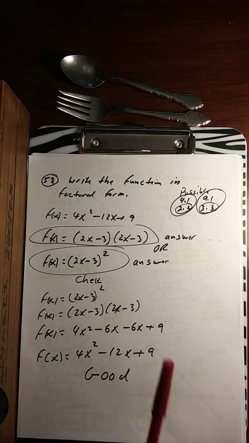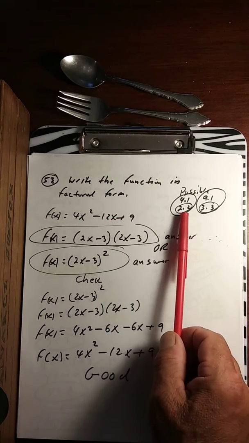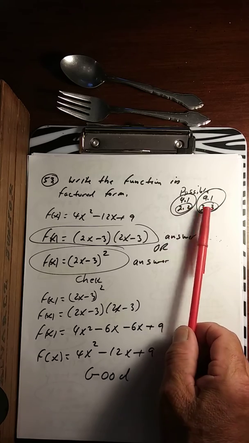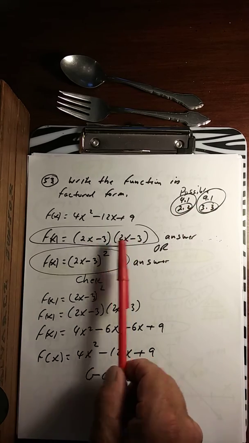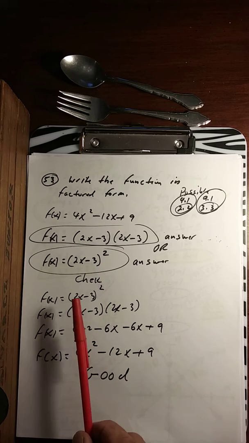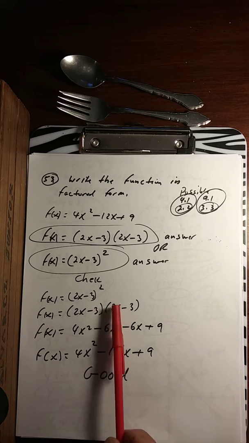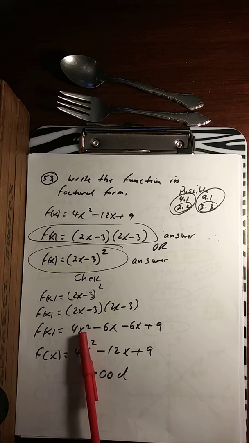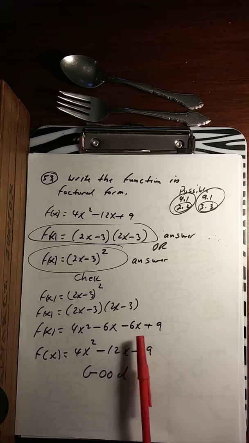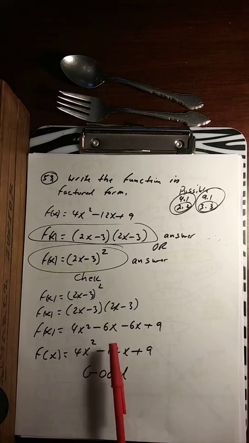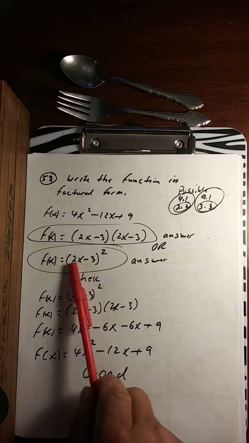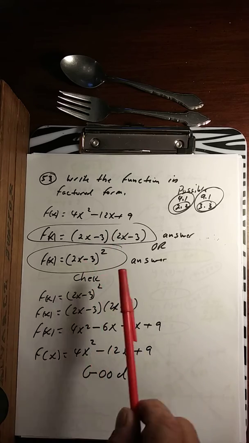Write the function in factored form. So we're going to factor this. Possible numbers are these, so I'm going to try 2, 2, 3, 3. 2x minus 3, 2x minus 3. Does that work? Let's check it. 2x minus 3 squared means 2x minus 3 times 2x minus 3. So that's going to be 4x squared minus 6x, minus 6x, plus 9, so 4x squared minus 12x plus 9. Does that match this one? Yeah, so the answer is this one, this one.